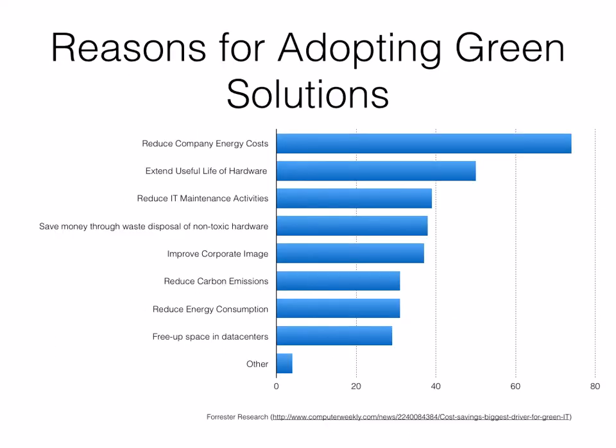So what are some of the reasons for adopting green solutions? Well, the largest one is to reduce energy costs. Energy costs are increasingly going up. Our electricity bills have gotten higher, our resources have gotten more scant, so finding ways to reduce energy costs is a big reason for adopting a green strategy for your organization. Another one is extending the useful life of hardware. The more we can get out of our hardware, the less we have to worry about disposing of it, buying new hardware, etc. Reducing IT maintenance activities.